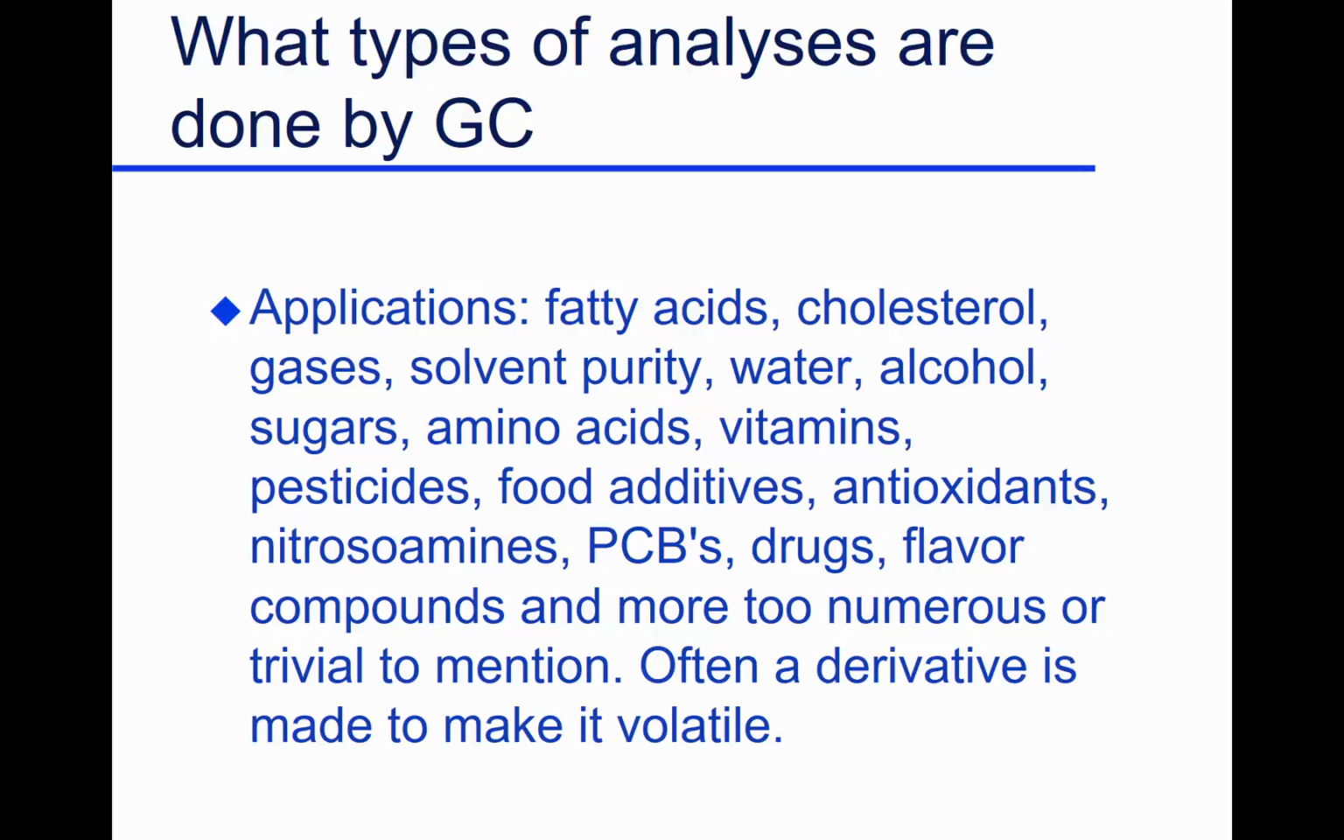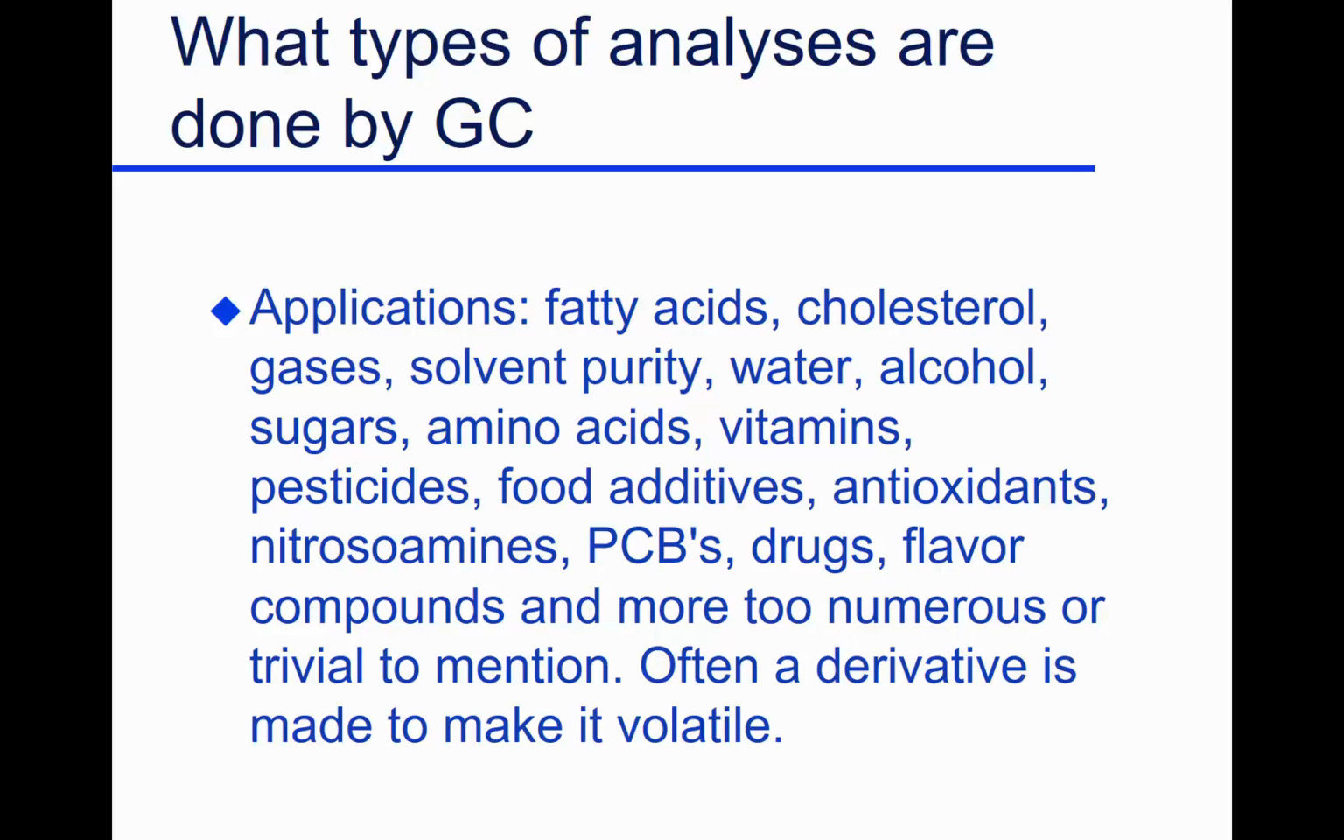What types of analysis are done by GC? Almost anything you can think of in terms of a food laboratory. Fatty acids, a good example. Cholesterol, any kind of gas. It could be oxygen. Oxygen in a package. How much oxygen is left? You flushed it. You wanted to get rid of it. It's a problem to you. How do you measure it? Gas chromatography. You may be working with a solvent. Ethanol is a solvent or a different extraction solvent. Is it pure? Water. You can do a water analysis by gas chromatography. Alcohol, ethanol, so talk about the distilleries, sugars, amino acids, vitamins, pesticides. But we can go on through the many different types.